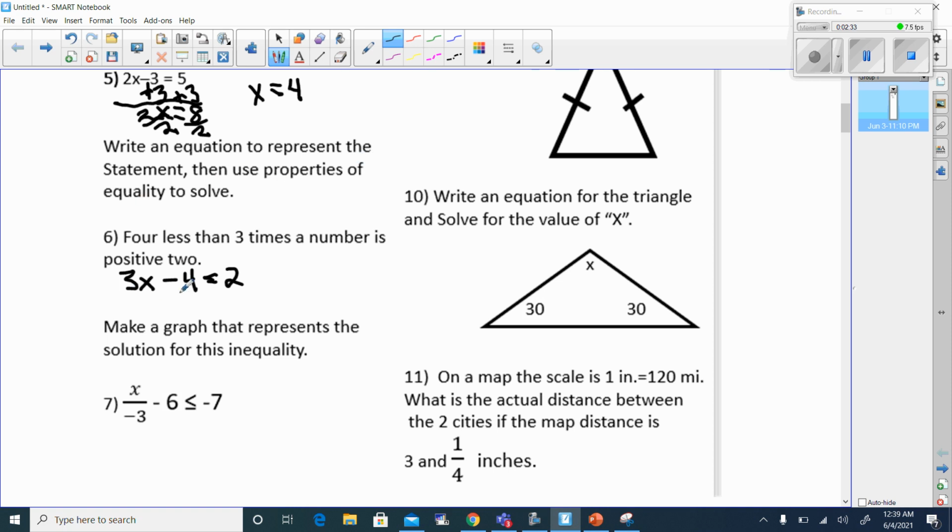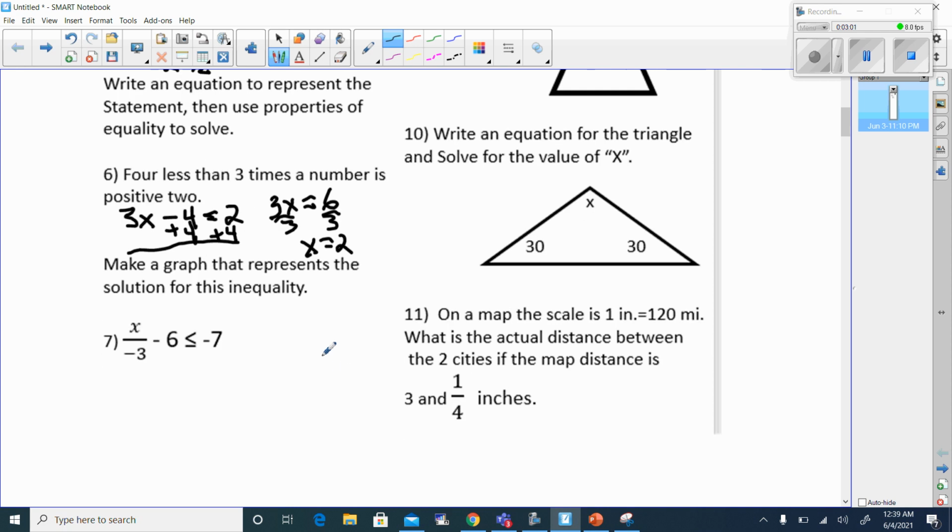Let's see, write an equation representing these properties to solve it. Well, if I solve this, first I'll have to add 4 to both sides. That's going to give me 3x equals 6. And then I'll divide by 3. And that means x has to be 2, because 6 divided by 3 is 2.